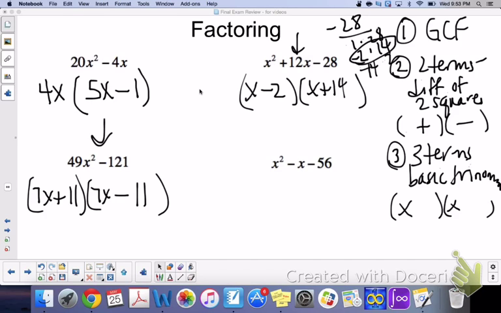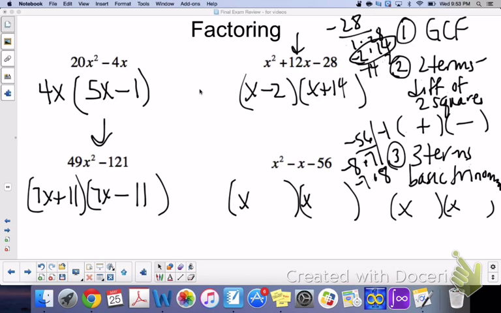Okay. And the last one, x squared minus x minus 56. That's your basic trinomial. What can we multiply to get negative 56 that adds to give us negative 1? So 56, let's see, 8 times 7. So negative 8 times 7 or negative 7 times 8. Which one adds to give you negative 1? Yeah, negative 8 times 7. So there you go, your little review on factoring.